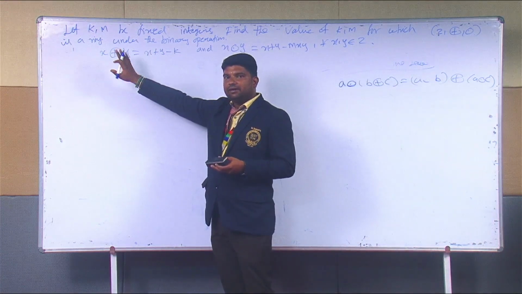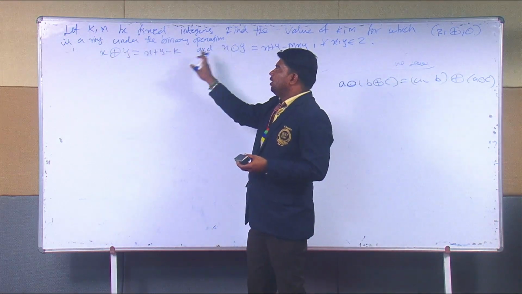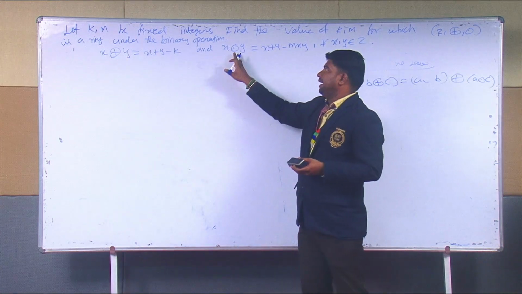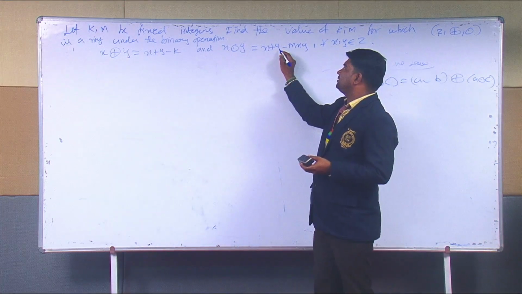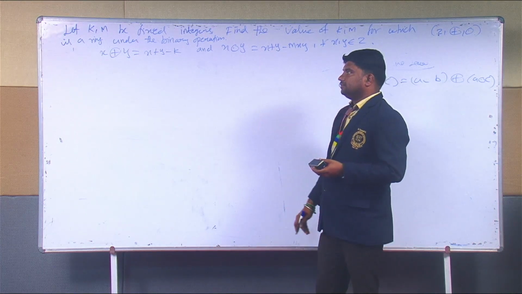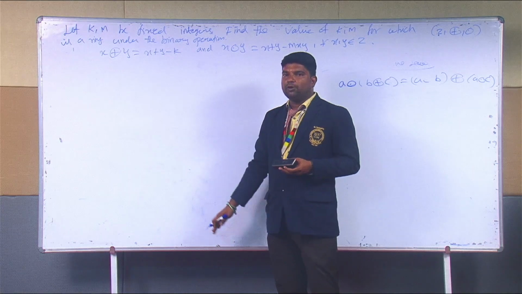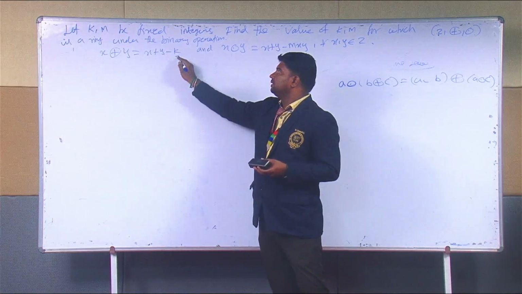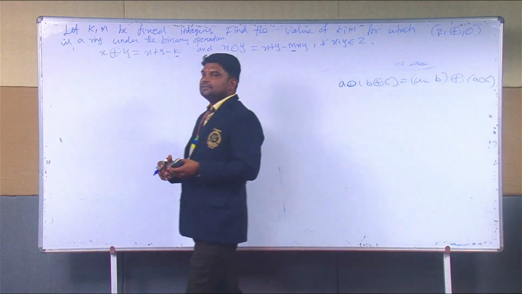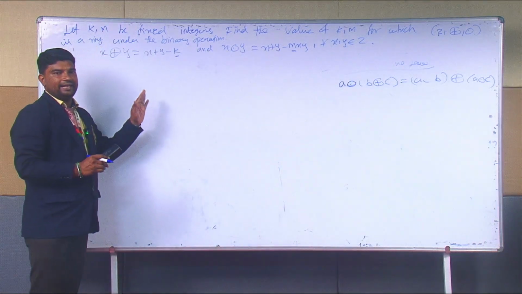So clearly it is given to be a ring, under the binary operations x addition modulo y equals x plus y minus k, and x multiplication modulo y equals x plus y minus mxy, for every x, y belonging to Z. So clearly Z is a ring. I want to find the constant values k and m. The main thing is the distributive law.